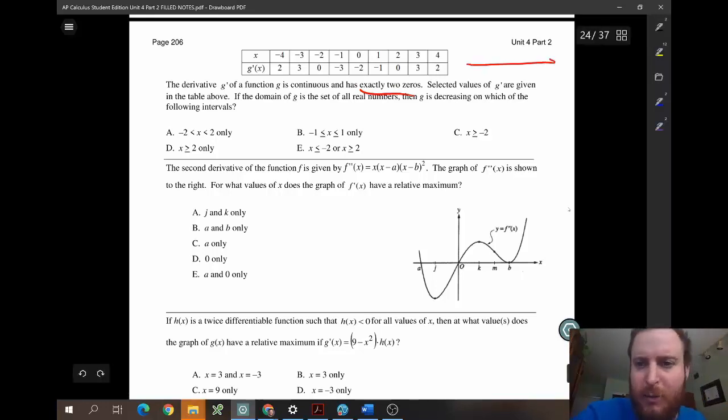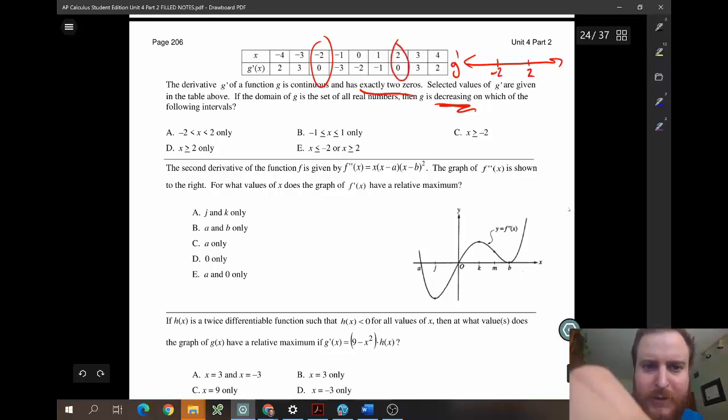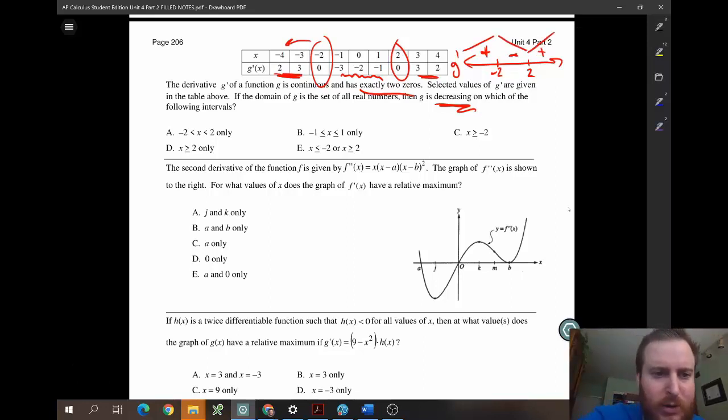So I like to draw a number line on these still, right, because we want to know where is it decreasing, right? As soon as I see where is it decreasing, I want to draw a number line for g prime. Then my zeros are at -2 and at +2. And to the left of -2, my g prime values are positive. Then in between this section, my g prime values are negative. And after 2, my g prime values are positive again. So it's increasing, decreasing, increasing. So g is decreasing for -2 to +2 only.